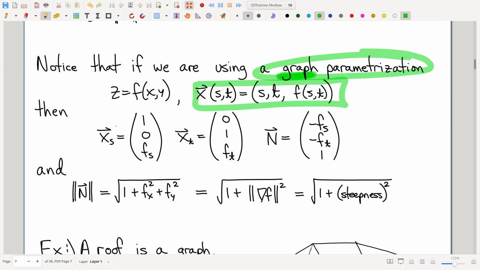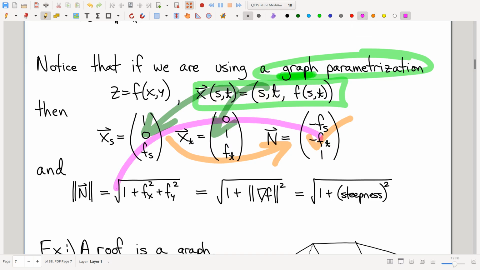Right? That's our graph parameterization. In that case, well, you could just straight up compute those partials. That's what they are, every time. And you can compute this cross product. That's what it is, every time. And you can compute the magnitude. And that's what it is every time, right?